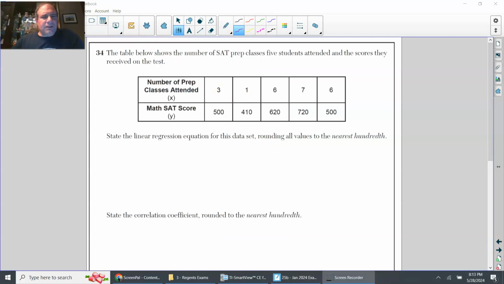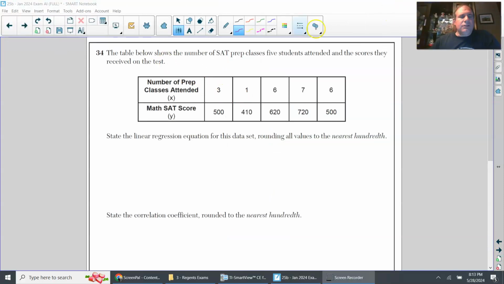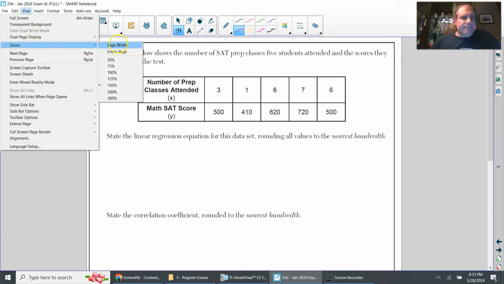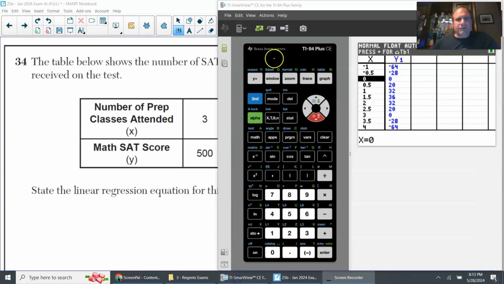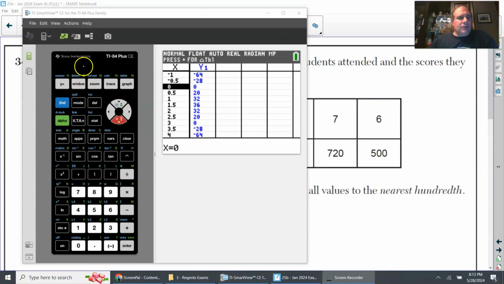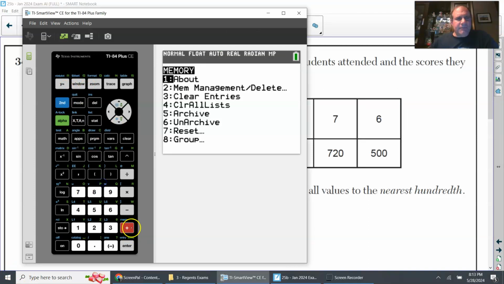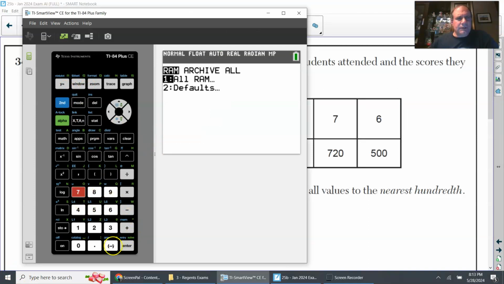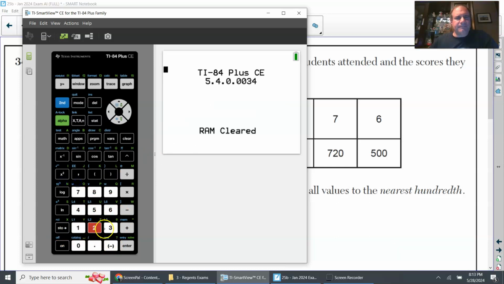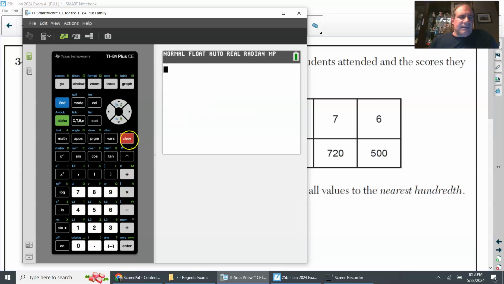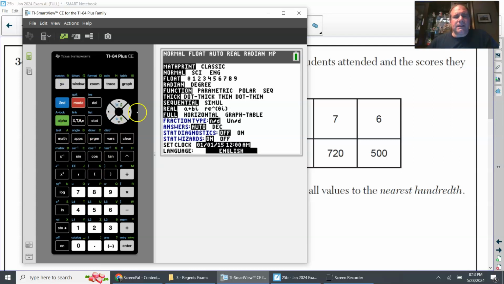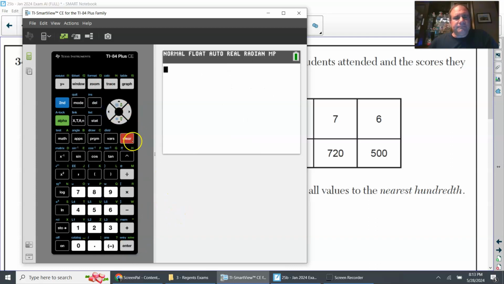34. They will always have a question like this. So just remember, when you do reset your calculator, it's second function memory, and then 7, 1, 2, and that's RAM cleared. That's reset. Now, the first thing that you should do is press the mode button right there and go down to stat diagnostics. You see that stat diagnostics is off? Well, you won't get the correlation coefficient if stat diagnostics is off. So you press it on and that's it.